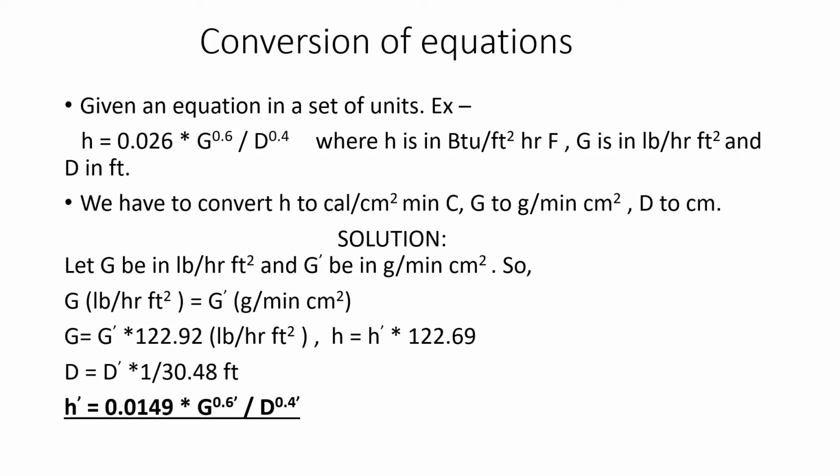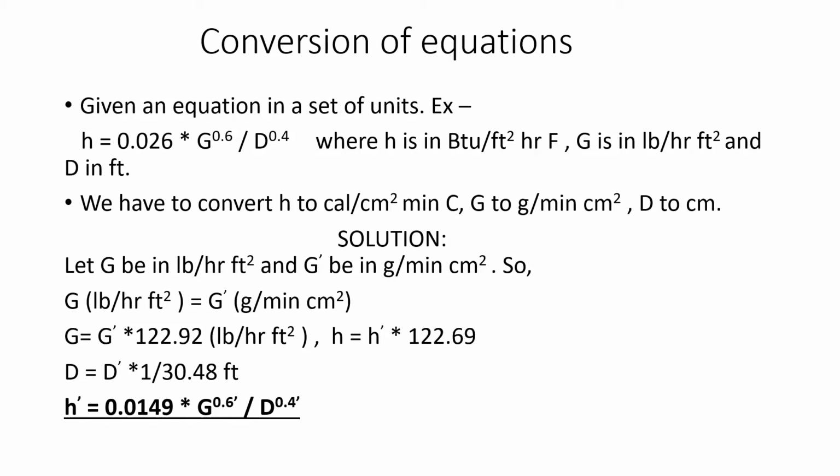So moving on to the solution, we have, initially we have G in the FPS units, and we define G dash to be in the new units, that is gram per minute centimeter square. So we have G in the FPS unit equals G dash in the new units.